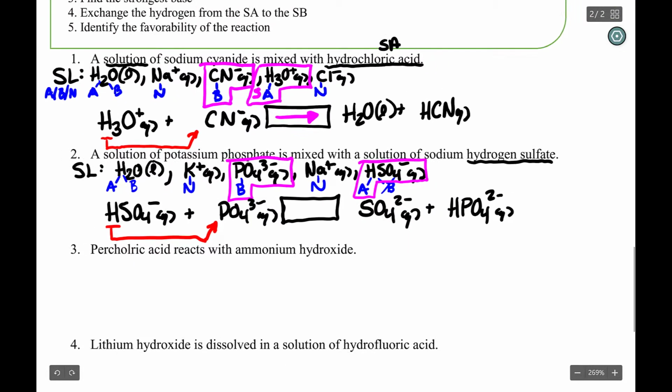Now, if I was to look at my acid and base table, HSO4 minus is a very, very strong, weak acid. It's very high up the table. And phosphate is the strongest of the weak bases. It's very low down on the table on the base side. So I would say this is in equilibrium, but it does favor the products.